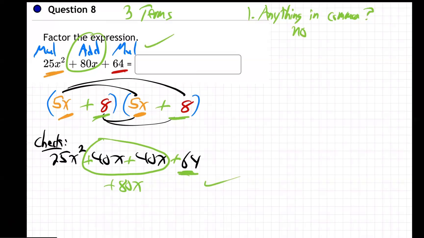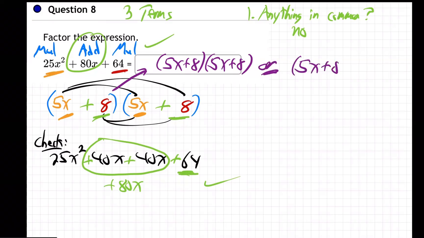That's our answer. What's our answer? Meaning our answer is actually this stuff. So 5x plus 8, 5x plus 8, or you know the other way you can write that? 5x plus 8 squared, because it's the same thing twice, right? Whenever we have the exact same thing twice, you can just write one of them and put a 2 power on it. That 2 power is shorthand notation saying 2 of these same things, please. And so we're done. You can type it in like this, or you can type it in like that. It'll take it either way.